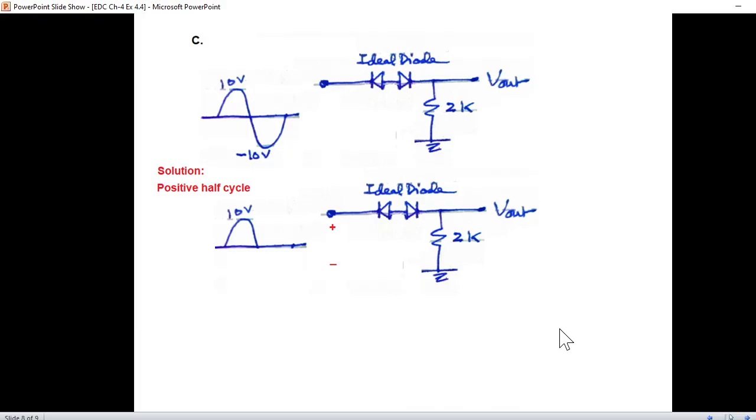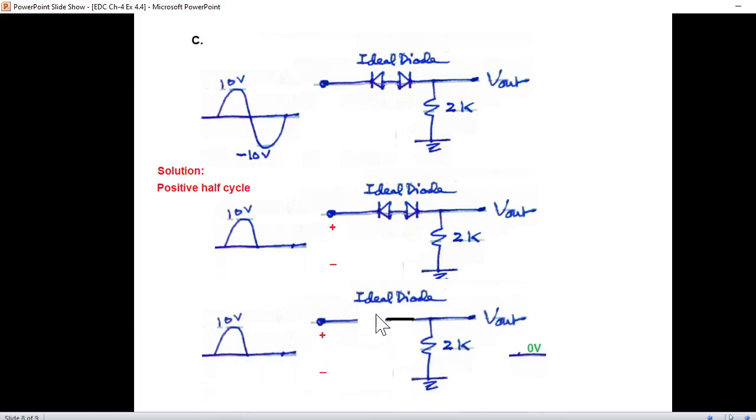So the circuit will now look like this. The first one reverse bias, the second one forward bias. But because there is a break in the circuit, no current will flow, and that means output voltage will be 0 volt.